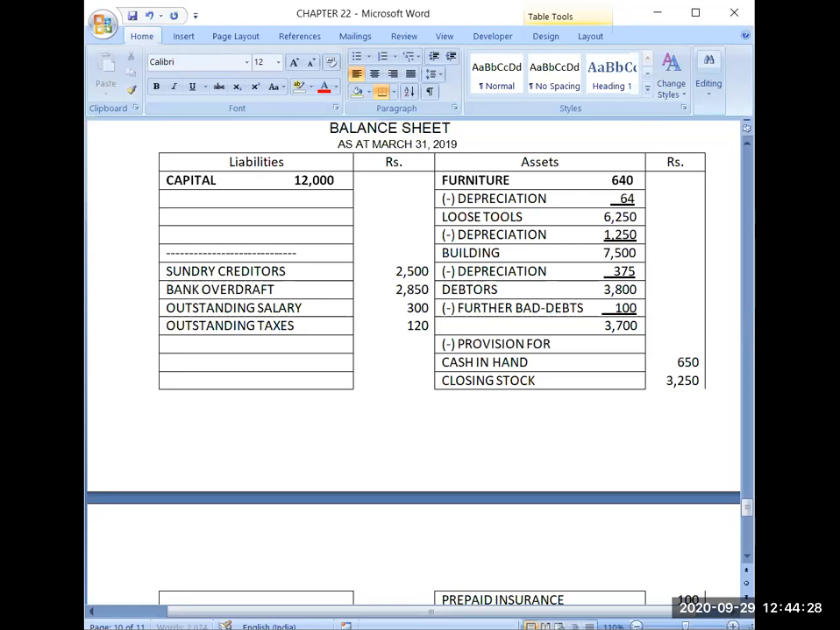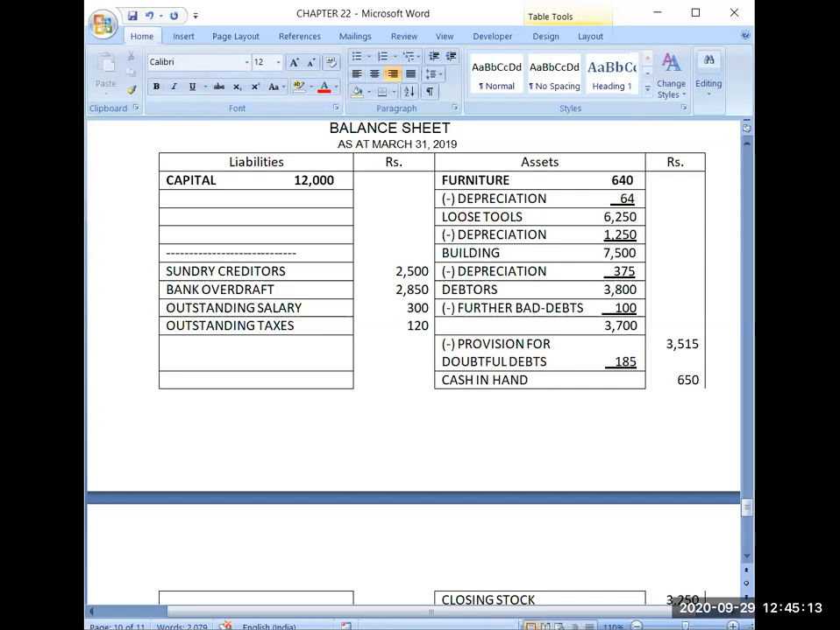Provision for, here I will not be able to write the complete name, doubtful debts. So it will be 185. And I will subtract this amount also from here. Now I will be writing the final amount of debtors outside this column. So 3,700 minus 100, 3,600, and minus 85, 3,515.